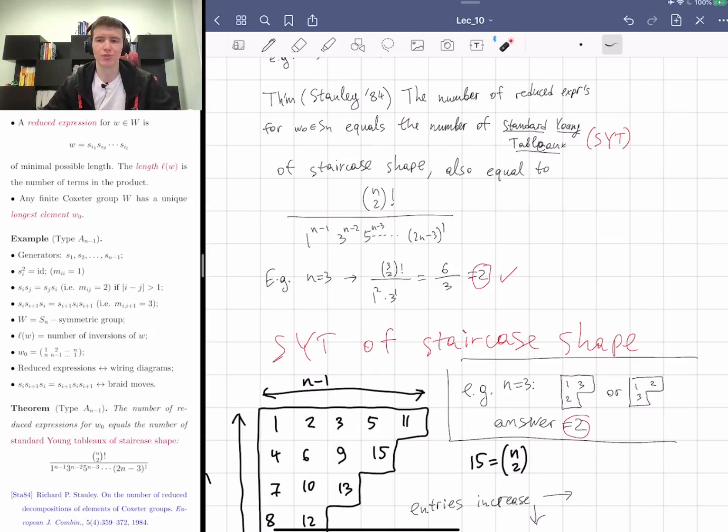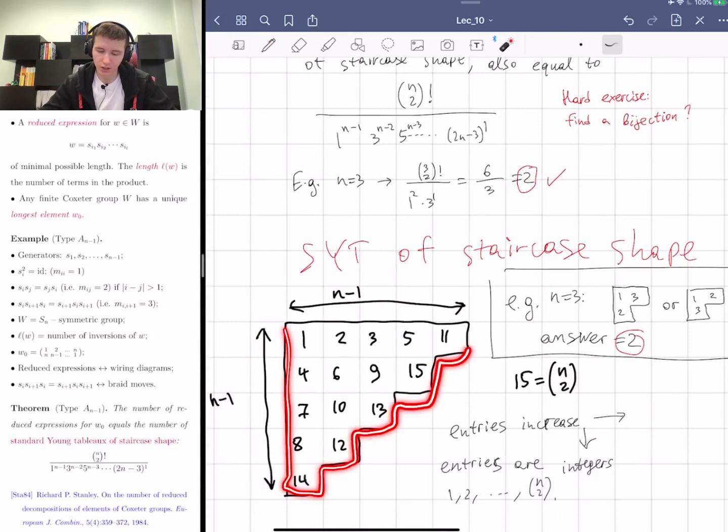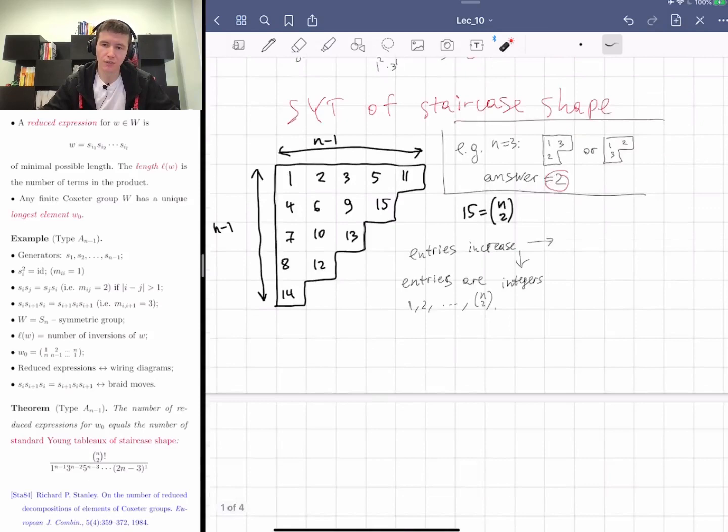You can also think, it's a hard exercise, but you can try to find a bijection. So I give you a standard Young tableau, and what would be the reduced expression of W naught that corresponds to it? There should be some bijection, and actually there is a pretty nice one. You can Google that as well if you're interested. But that's basically it. If you have any questions, let me know.